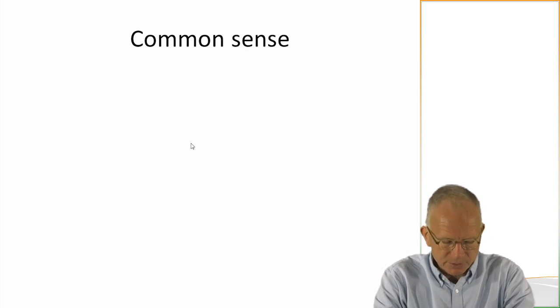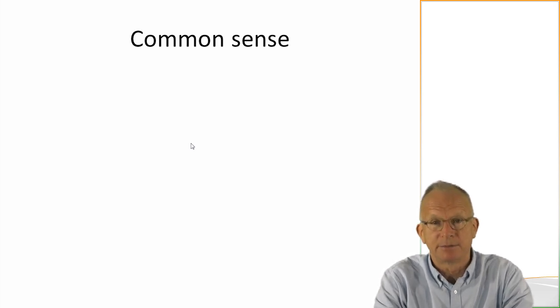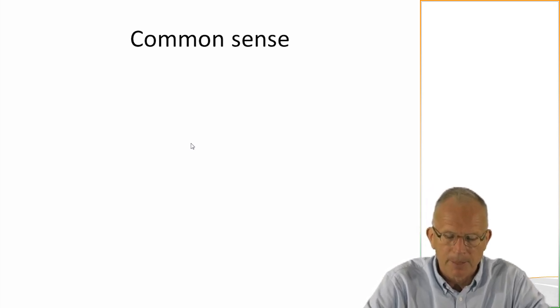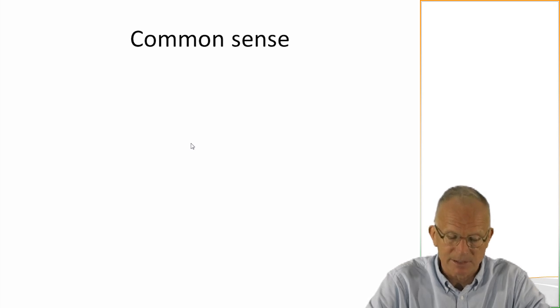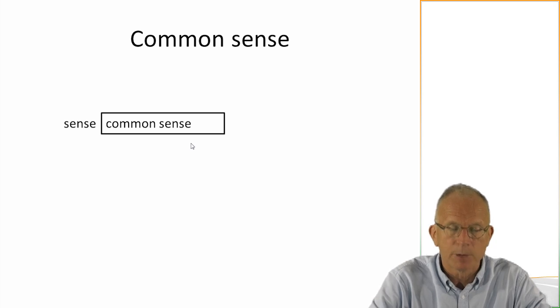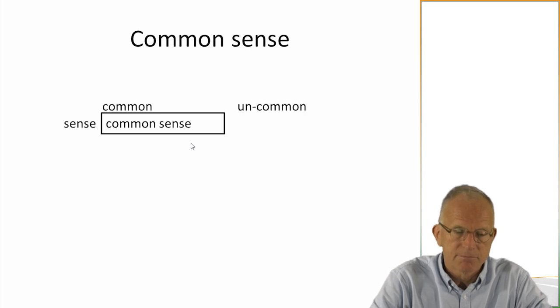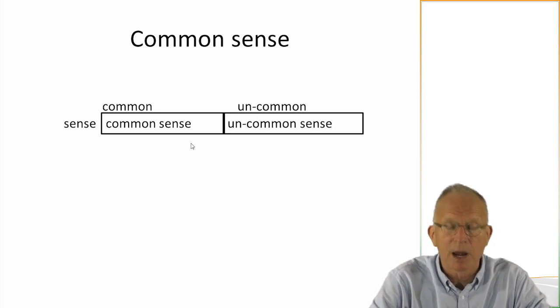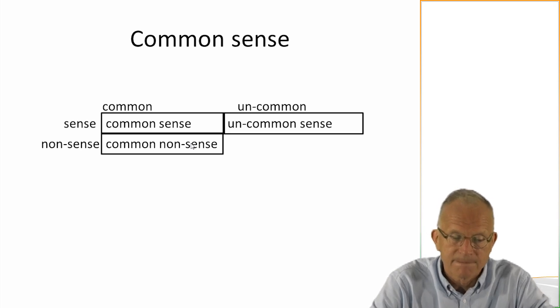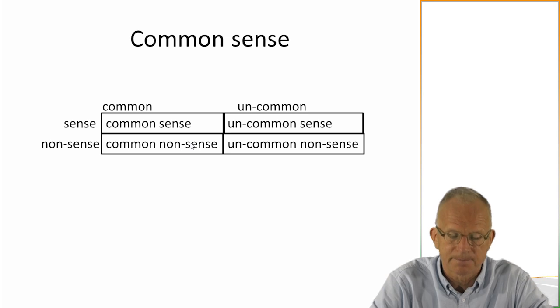When I was introducing axiomatic design to a company that I worked for in Europe, Atlas Copco, somebody said, it's just common sense. Well, so we have common sense, and we can make a little matrix. So there's sense and common. So if there's common sense, perhaps there's uncommon sense. And if there's sense, perhaps there's nonsense. So then we might have common nonsense and uncommon nonsense.